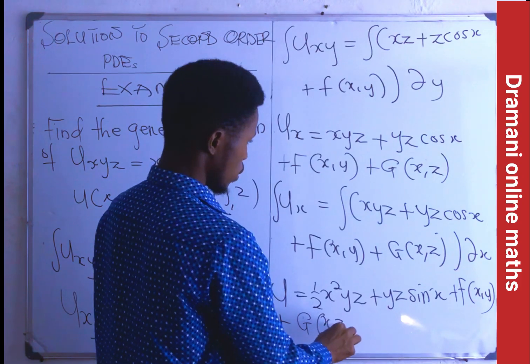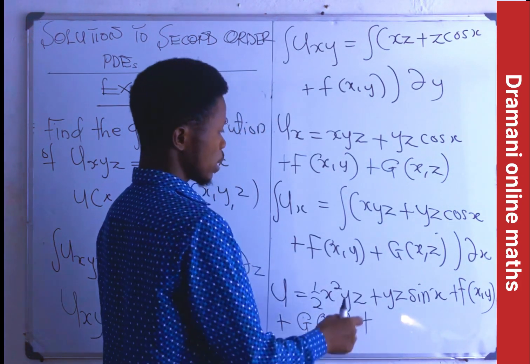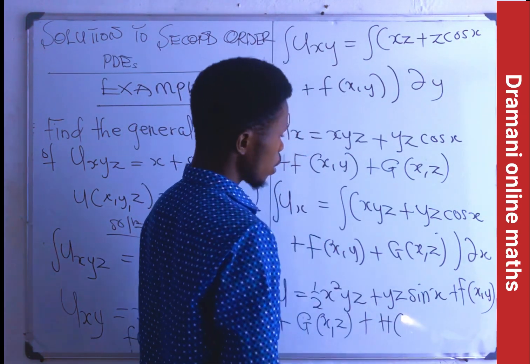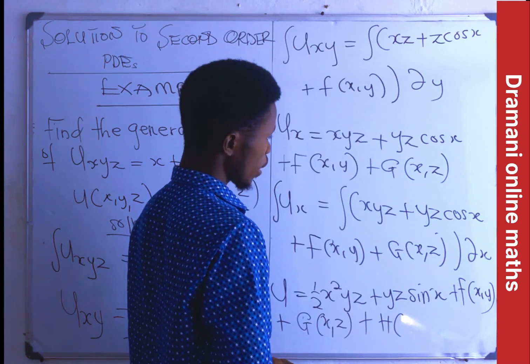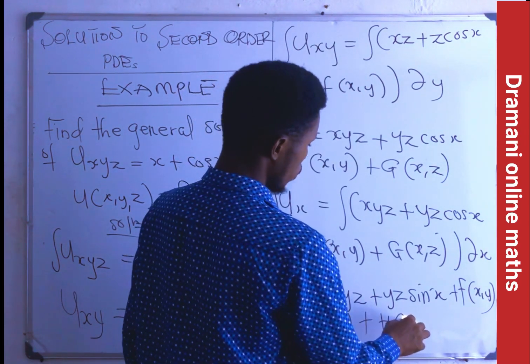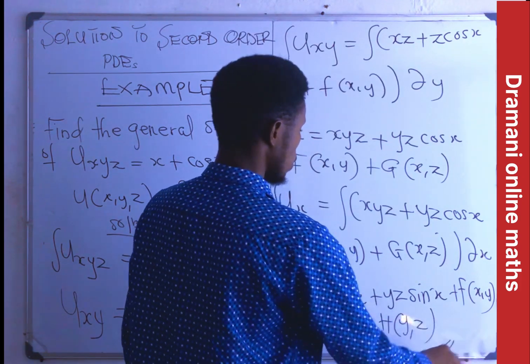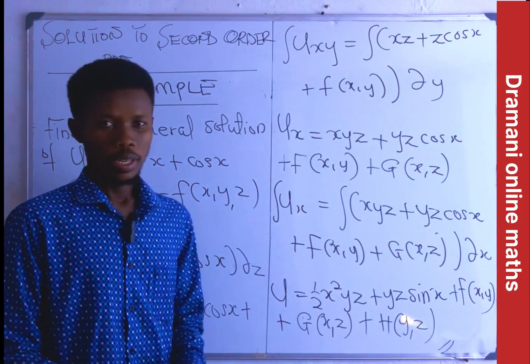So I want to maintain it. I have x z plus the other constant. Let's use h. Now for the h, I'm integrating with respect to x, so I'll have what? Y and what? Z. So this becomes the final answer to that question. Thank you very much.